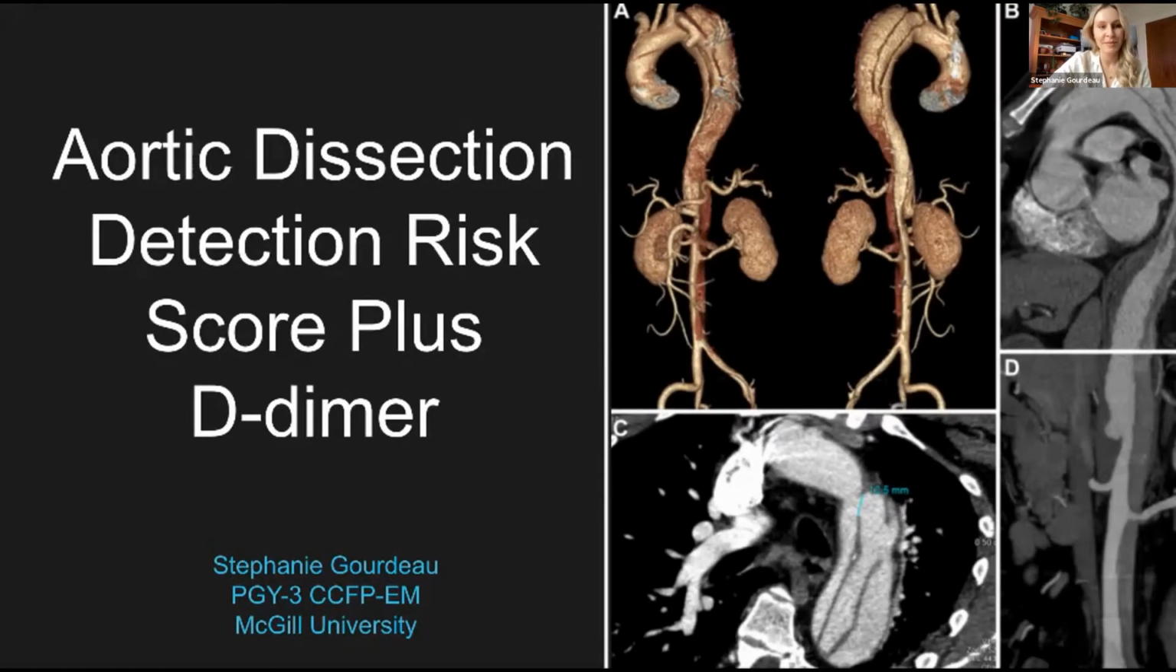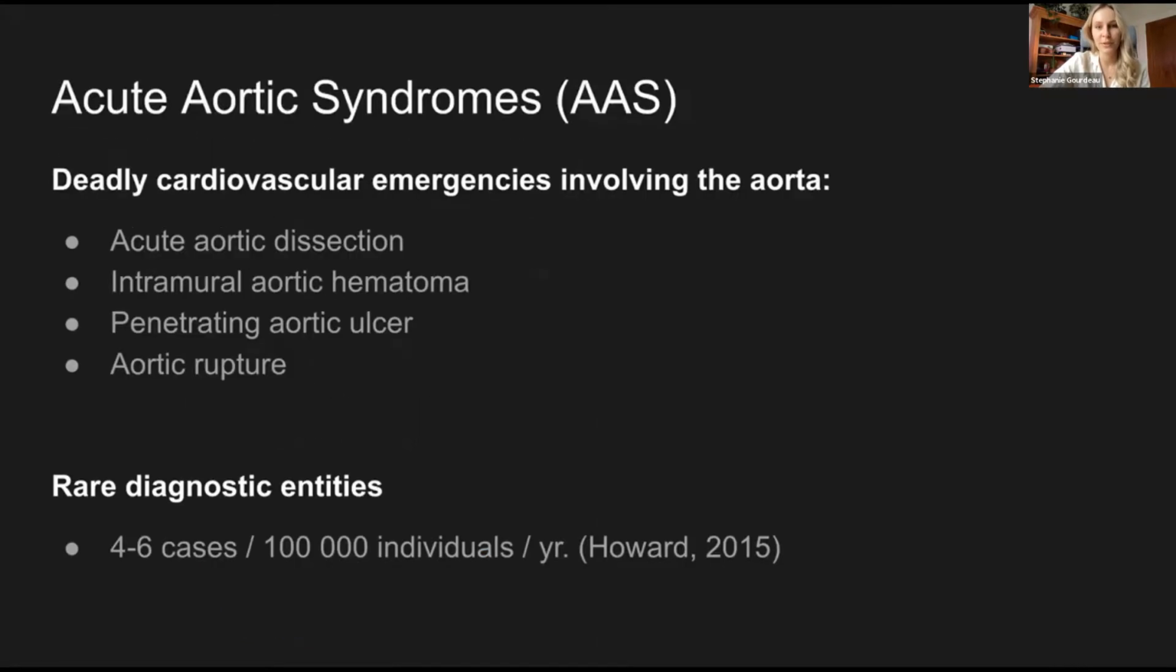And today I'll be talking about aortic dissection detection, risk score plus D-dimer. So acute aortic syndromes, which I'll further refer to as AAS, are deadly cardiovascular emergencies involving the aorta. They include acute aortic dissection, intramural aortic hematoma, penetrating aortic ulcers, and aortic rupture. These diagnostic entities are relatively rare, and they occur in about 4 to 6 cases per 100,000 individuals per year.